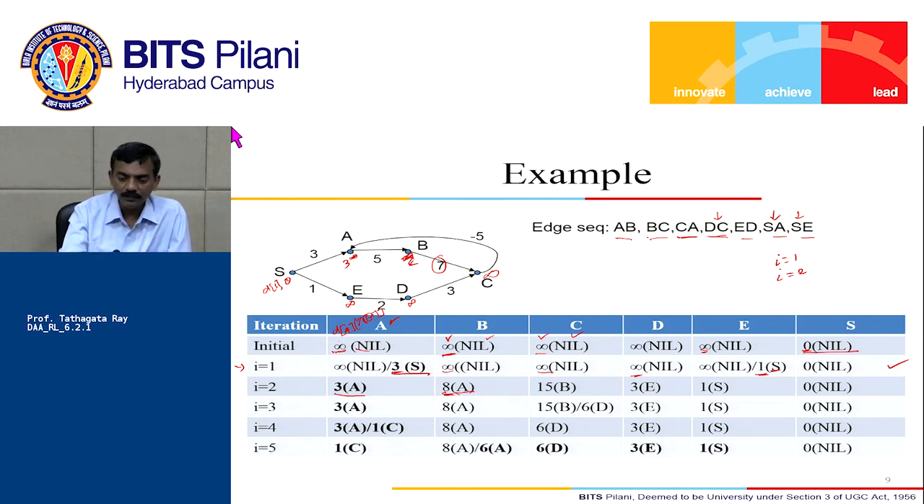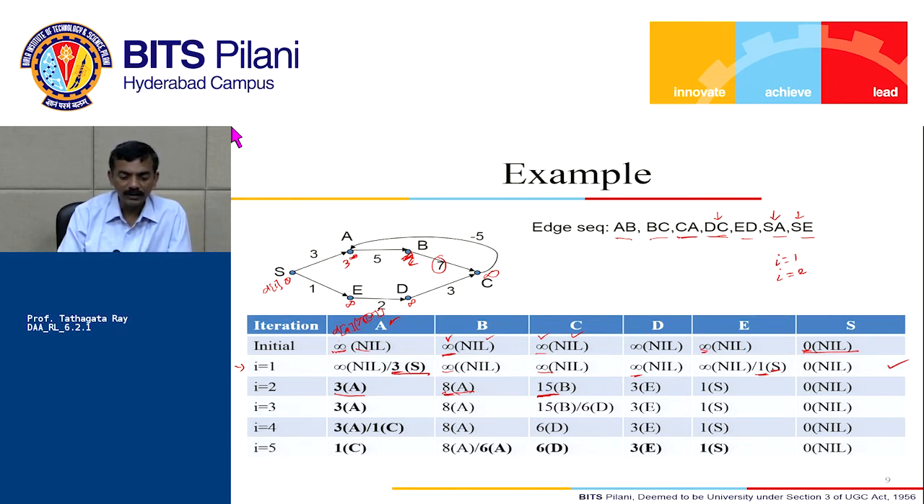Then comes BC. B is just updated to 8, plus 7 is 15. So you update C to 15. 15 is better than, lesser than infinity, right? So you are going to update it to 15. And what is the parent of C? B. Fine.